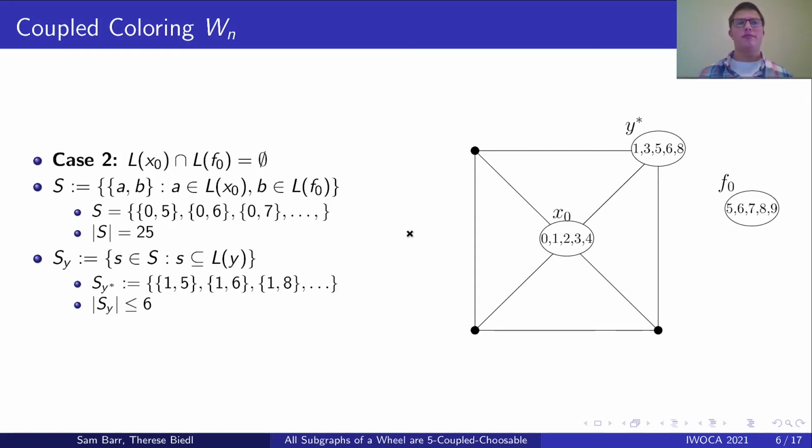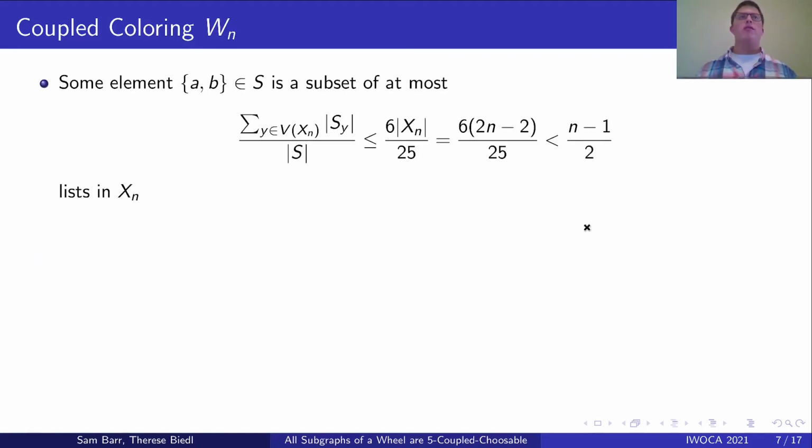most 6. Our goal from here is to pick some color pair A, B in S, which does not appear too many times in these sets S sub y for the vertices and faces of the wheel graph. We now upper bound how often some color pair AB will appear as an element in the list S sub y.